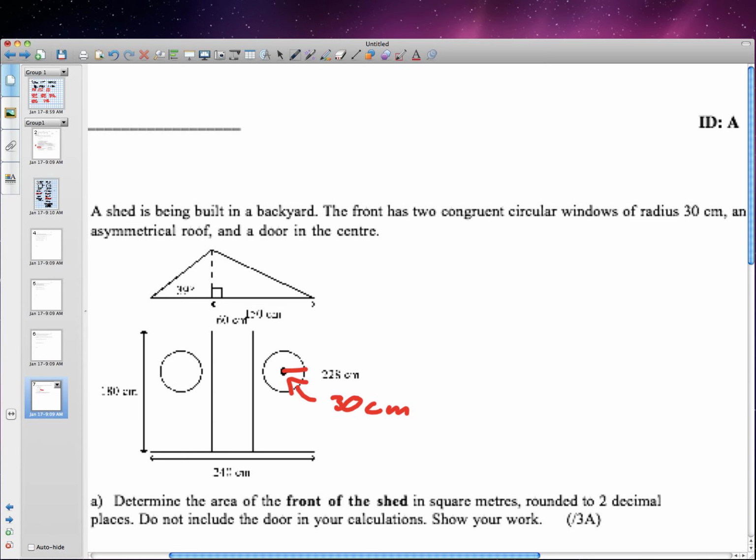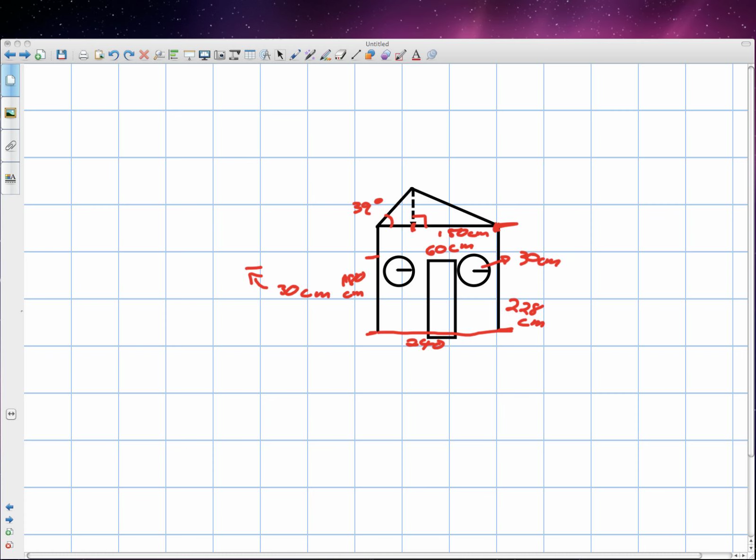So we have our diagram, and we need to start figuring out the area of the front of the shed. I wanted you to subtract the area of the circles from the front of the shed. One key point about this question, which I think almost all of you missed, is the answer was to be in a certain measurement. Does anyone remember?